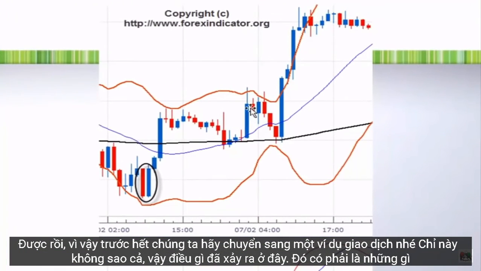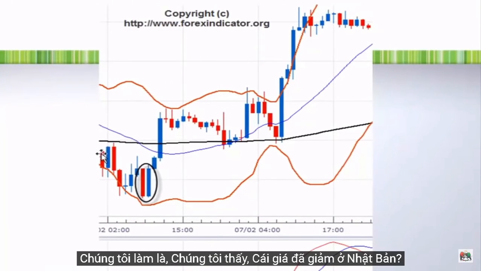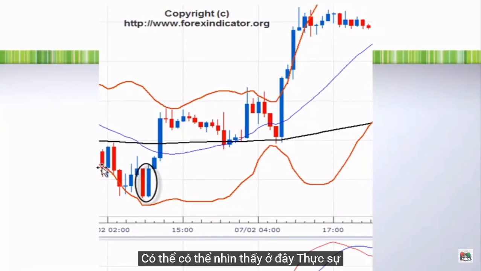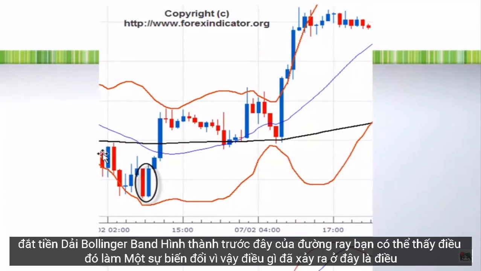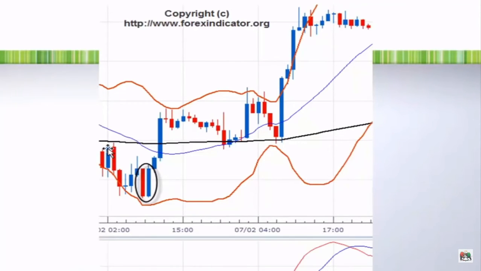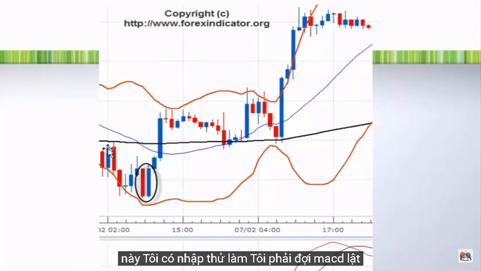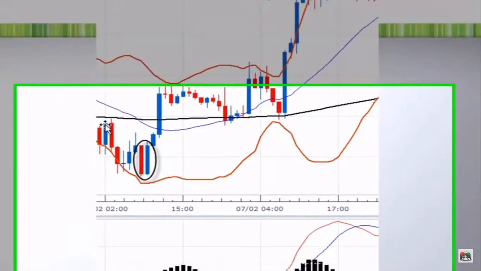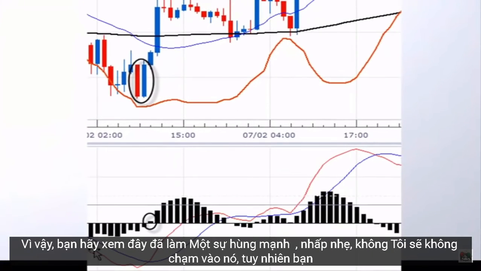So what happened here is that we see the price hit the Bollinger Band. You can see here, price hit the Bollinger Band from a railway track formation. Can you see that? Railway track formation. So what happened here is this. Do I enter a trade? I have to wait for the MACD to flip. So you take a look here. Did the MACD flip? No, I will not enter a trade.